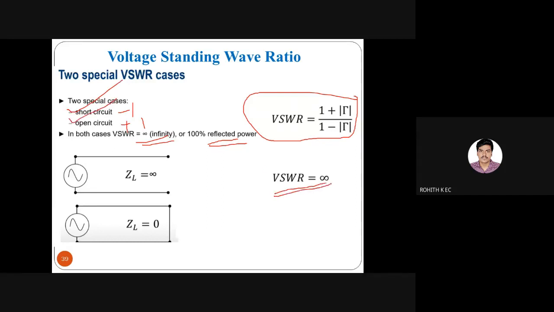And if I have VSWR equal to infinity, it means that I have lost all the power and that transmission line is of no use because it is not at all absorbing anything, it is not at all delivering anything, and there is 100% reflection.